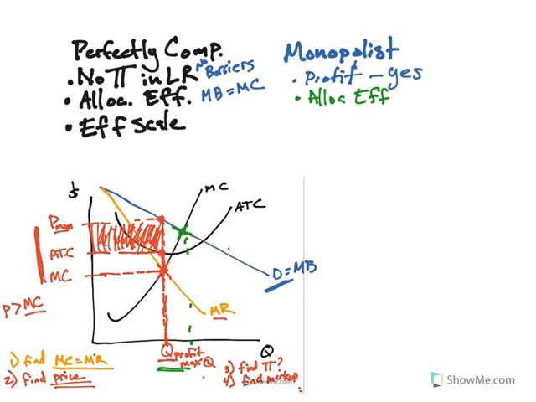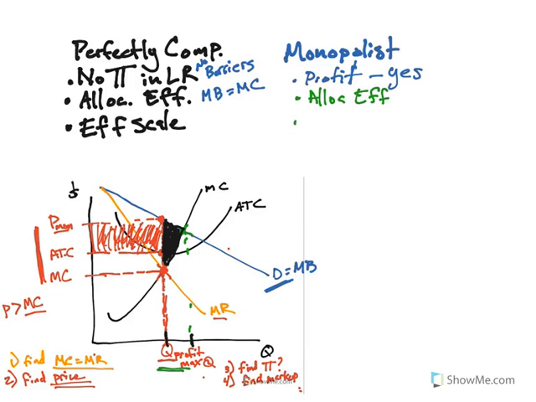In fact, we can even shade in that area of deadweight loss because it's the difference between the quantity that's actually produced and the efficient quantity and the difference between marginal cost and marginal benefit at that quantity.